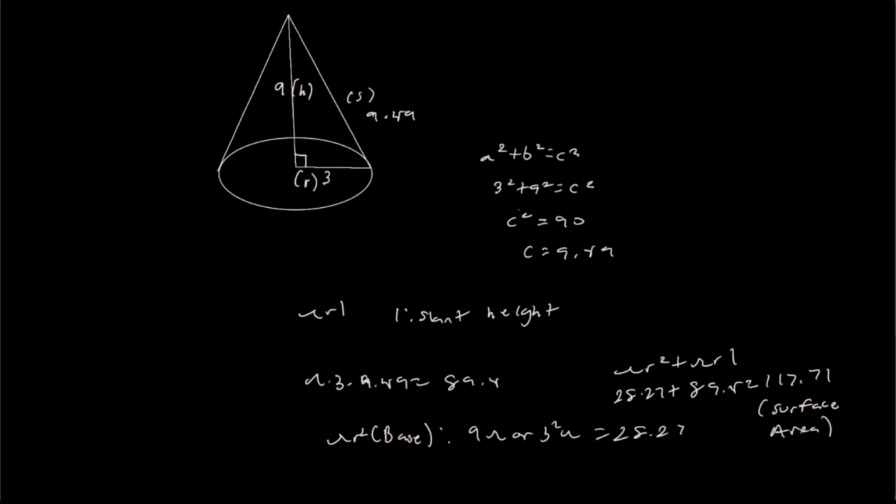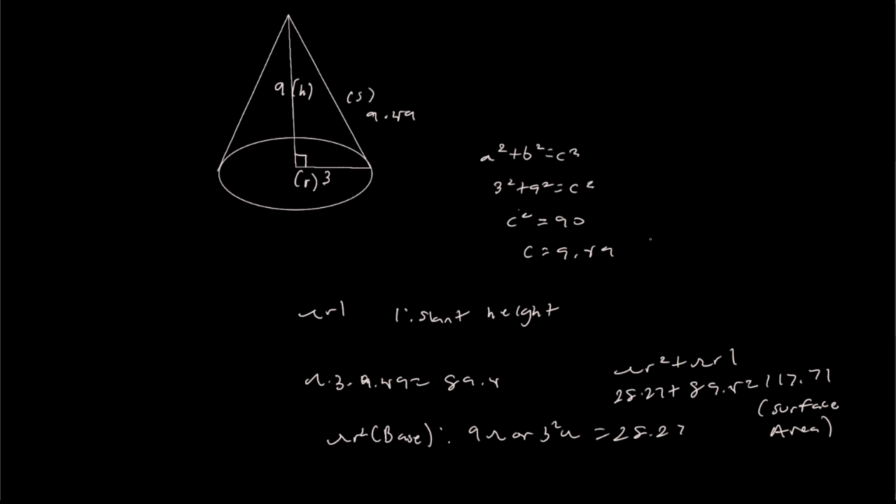Also, by solving for slant height, you can understand how to use the slant height to solve for the height or radius. If you're given the height and the slant height, you can solve for the radius. If you're given the radius and the slant height, you can solve for the height. So you can solve for a variety of things using this Pythagorean theorem.